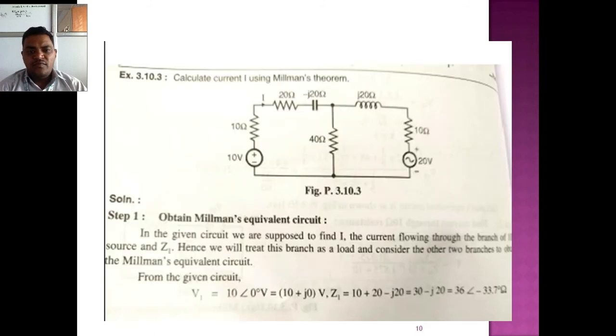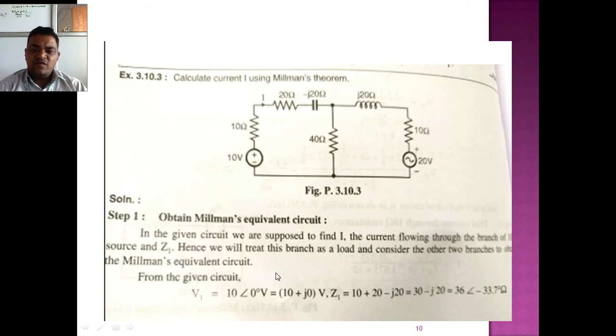So now, from this example onwards, we calculated the current I using Millman's theorem. Basically, two voltage sources are given, and with them a 10 ohm and a 20 ohm resistance, this 20 ohm in series with a capacitor. We use AC analysis here. The inductor's value should be given as Z = j20 ohm. The 40 ohm resistance is connected between the two voltage sources and this 10 ohm. So, obtain the equivalent circuit diagram.